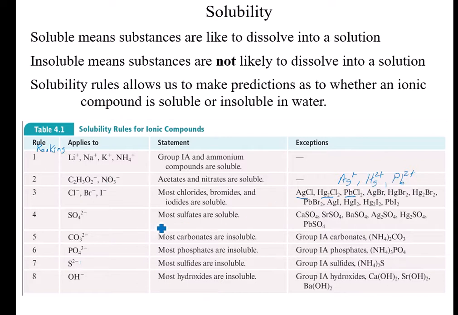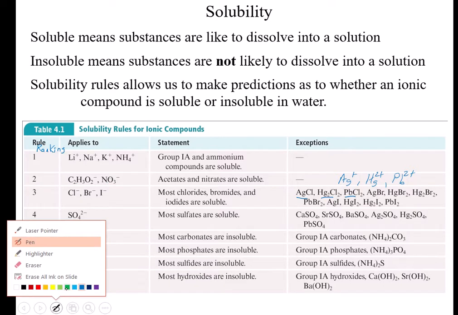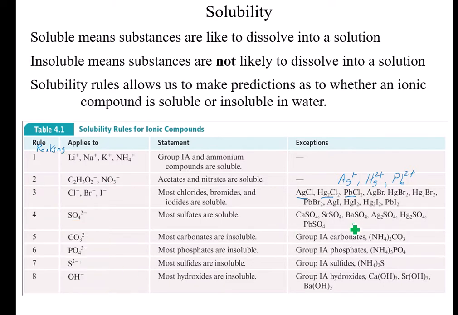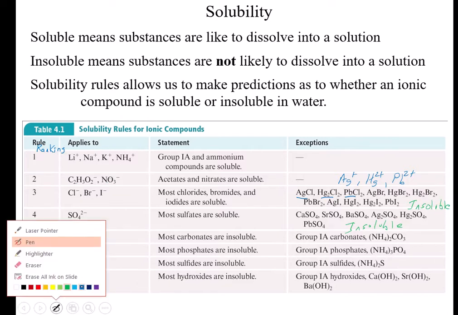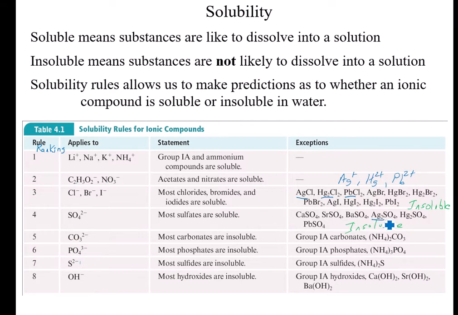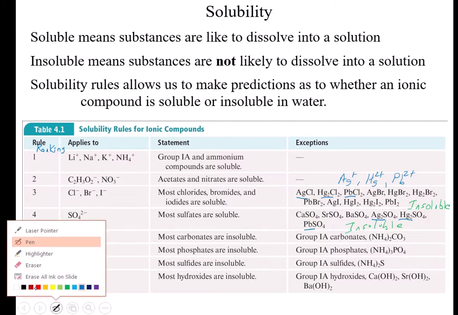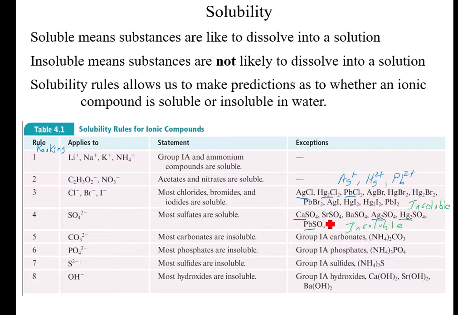Most sulfates are insoluble, except, so that means that for these two, the exceptions are insoluble. And again, you see I have my silver, my mercury, and my lead. So that's why I said I want you to know those 3. But I have 3 additional ones, and I'll make those a different color. I have calcium, strontium, and barium.